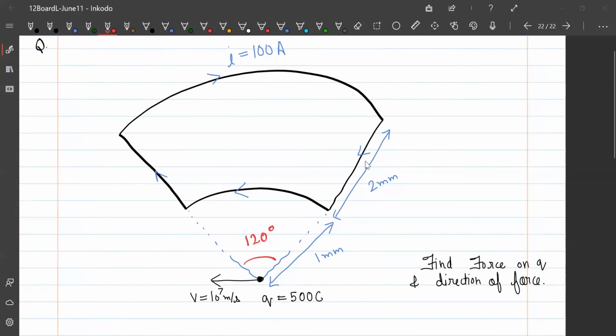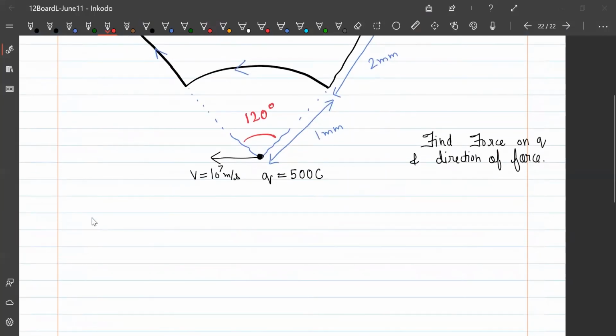First, I'll find the magnetic field due to this smaller loop. So for a full loop, the magnetic field is mu naught I by 2r. And if the angle is limited, then it is theta by 2 pi. So here theta is 120 degree, 120 degree is 2 pi by 3. If I put theta in here, I'll get mu naught I by 6r.